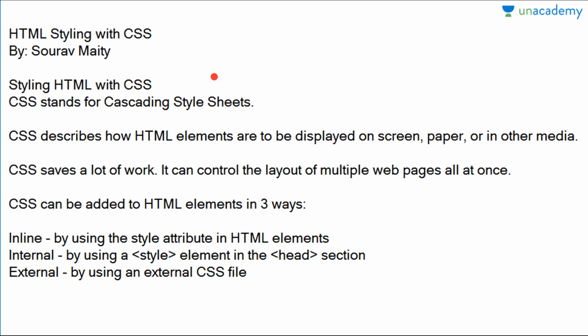Styling HTML with CSS. CSS, what's the definition? Cascading Style Sheets. These are the style sheets in which the complete data is saved or how the styles are applied. CSS saves a lot of work where it can control the layout of multiple web pages all at once. CSS can be added to HTML elements in three ways. Let's study these three ways.